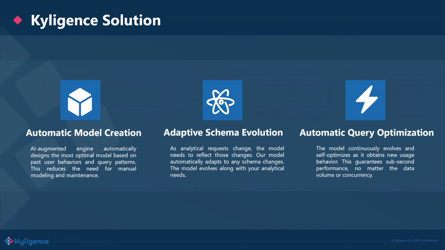So if you're creating a new measure or a KPI, sometimes big data or distributed computing systems have a tough time accommodating those schema changes. But with Kyligence, we can very easily do that with our AI engine, and then with that automatic query optimization.